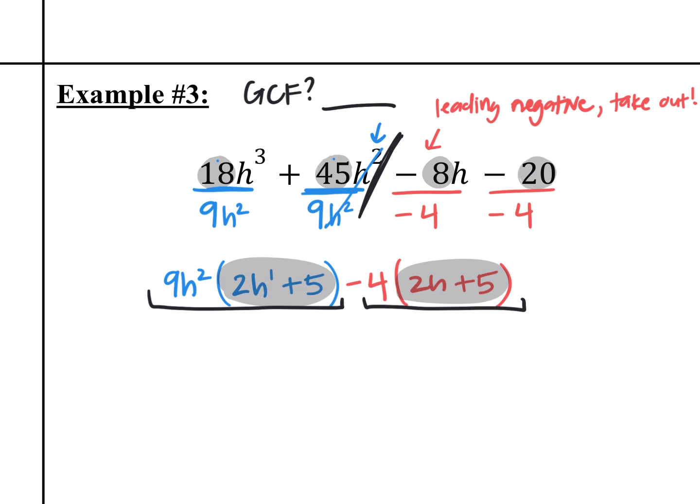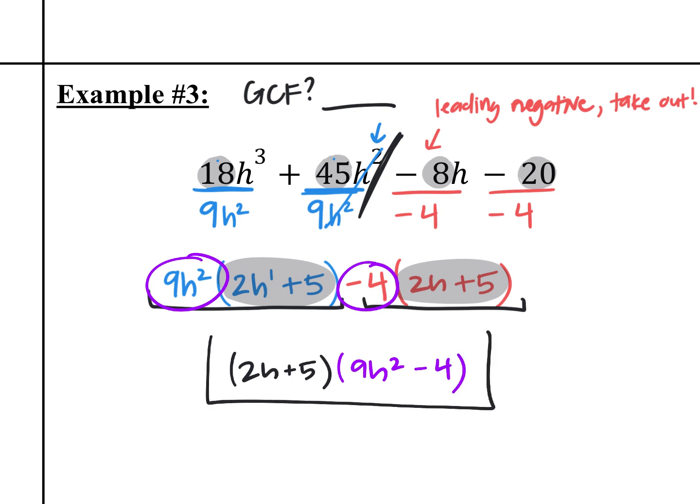Okay, so when I'm writing my final answer, I've got my common factors here, so 2h plus 5. And then my leftovers are 9h squared minus 4. And that is your final answer.